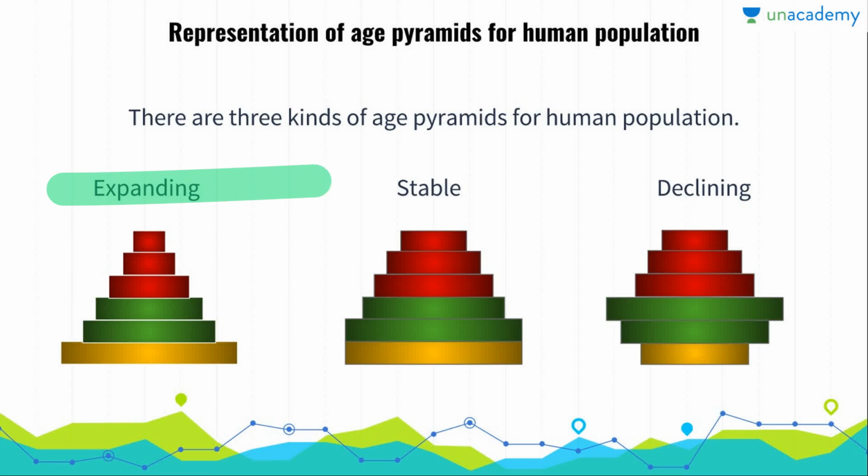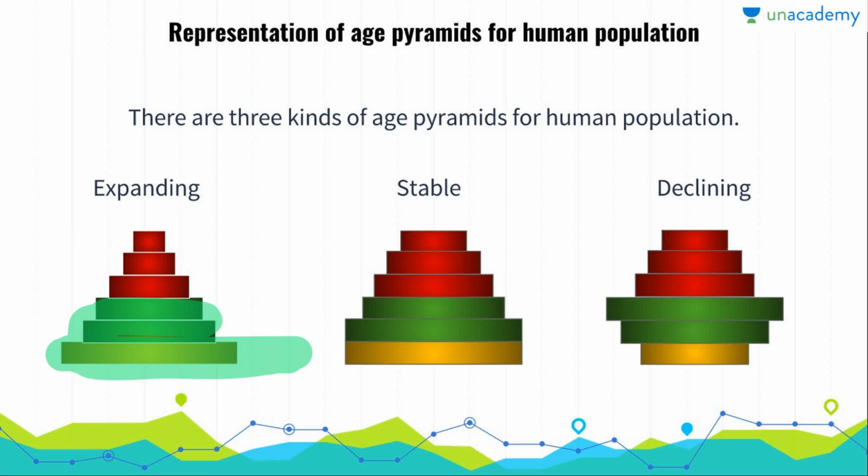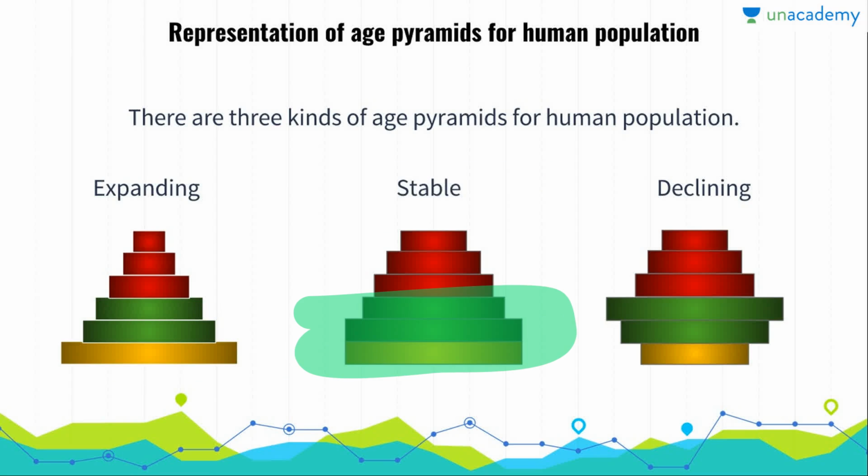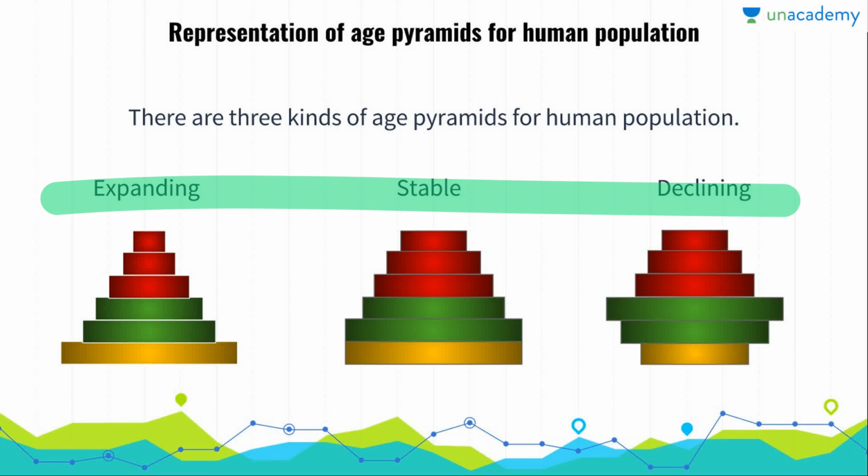Now in the expanding type of age pyramid for the human population, the number of pre-reproductive age group individuals is more than the reproductive age group. In the stable type, the number of individuals in the reproductive and pre-reproductive age groups is more or less similar, but in the declining type the number of pre-reproductive individuals is less than the number of reproductive age group individuals. I hope you understand these three kinds of population pyramids very effectively.